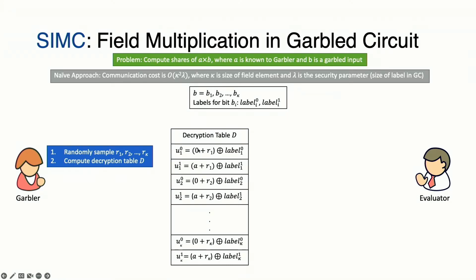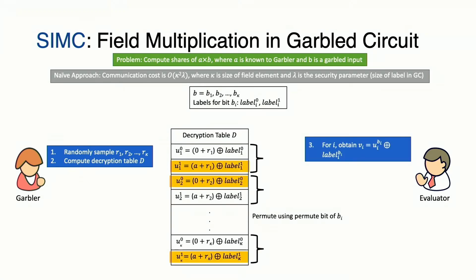Say for bit B1 equal to 0, it will first add the random value R1 with 0 and XOR it with the label corresponding to label 0 of B1. And for bit B1 equal to 1, it will add R1, the random value, to the MAC key, the garbler's known input A, and XOR it with the label corresponding to bit B1 equal to 1. And it will do this for all the other remaining bits.